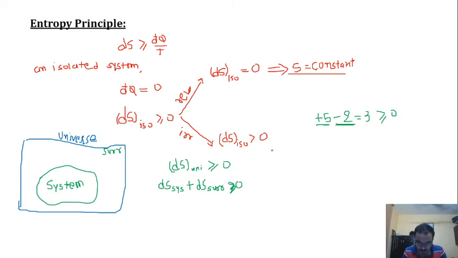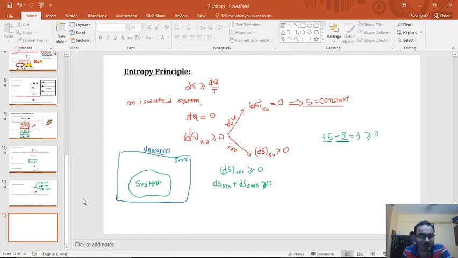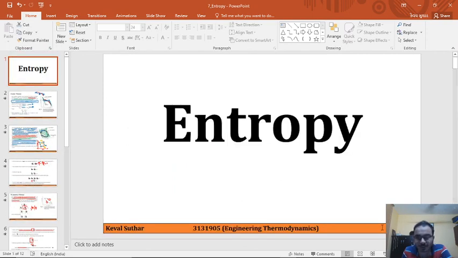So this is all about the entropy principle, and I will add all the contents properly for this topic in our next lecture, and we will begin our new topic next time. This is the end of today's lecture. Let me quickly revisit everything.